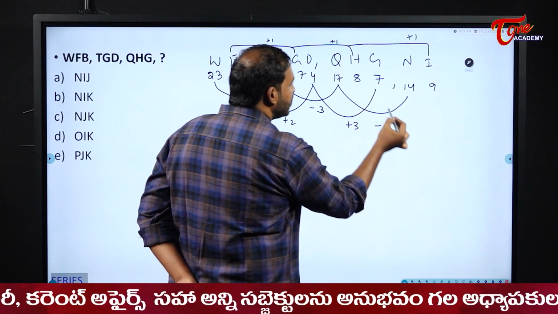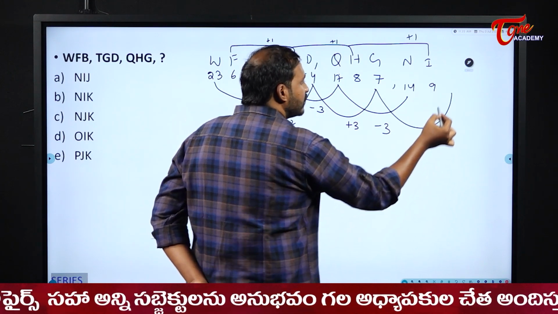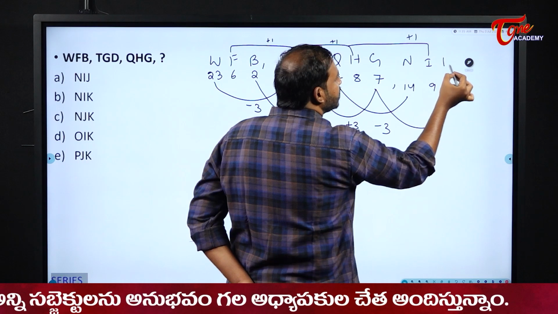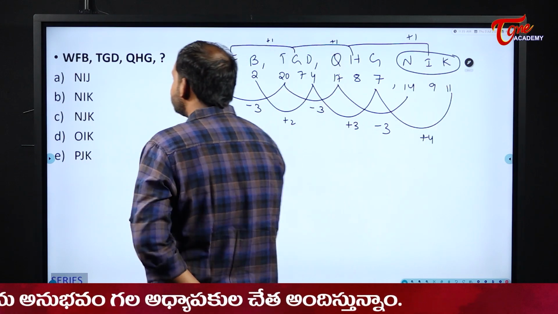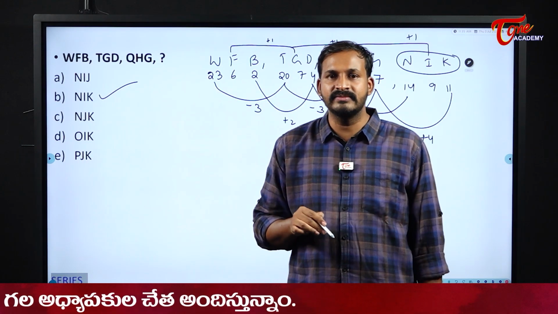Plus 2, plus 3, and next it should be what? Plus 4. Plus 4 means what? 11th alphabet. 11th alphabet is what for us? K. So our answer here becomes N-I-K.